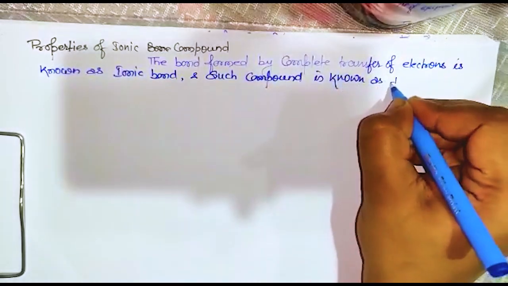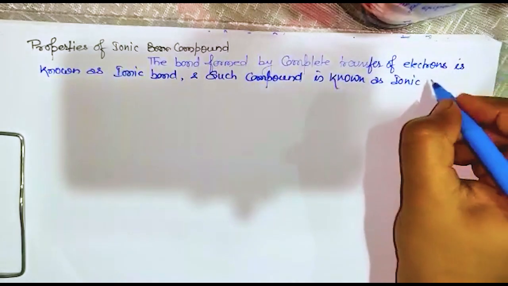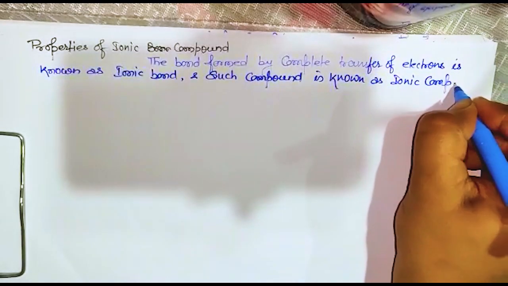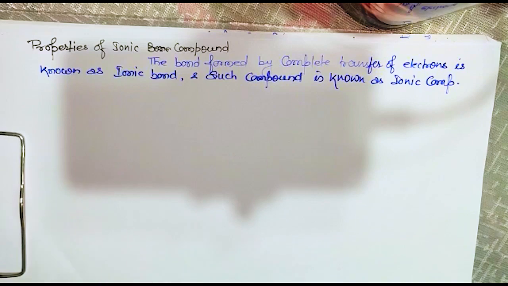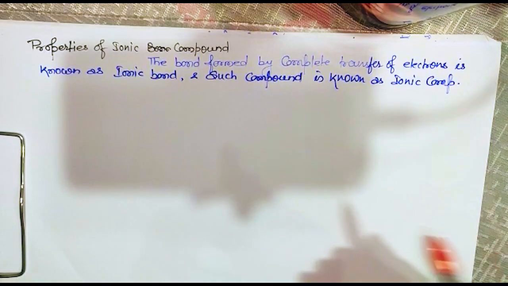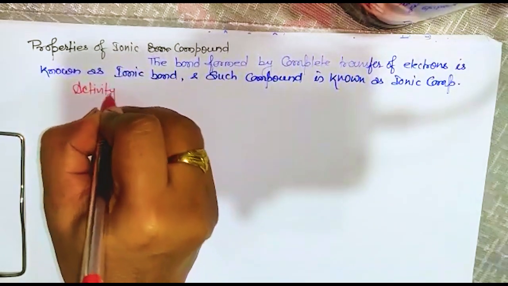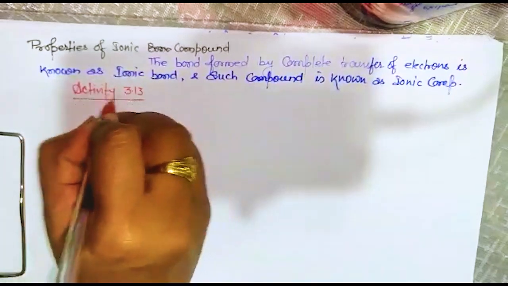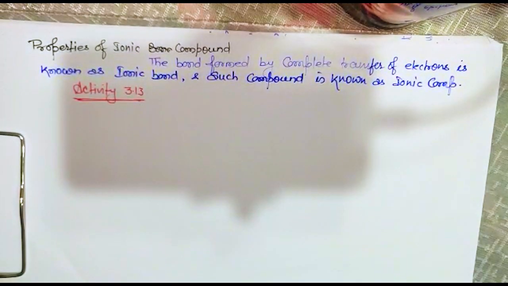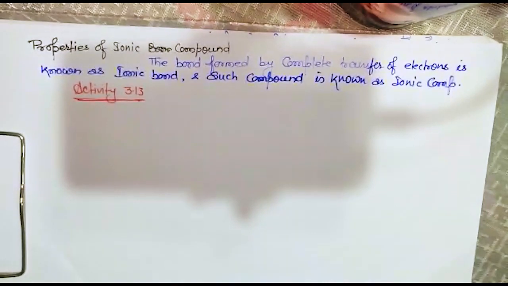Now you should know what the characteristics of this are. For this there is Activity 3.13 that you have to go through, and finally you only have to write the observations. In this activity, it is said to take some salts like NaCl, KCl, BaCl2, KI. These are the salts given in your activity in NCERT.